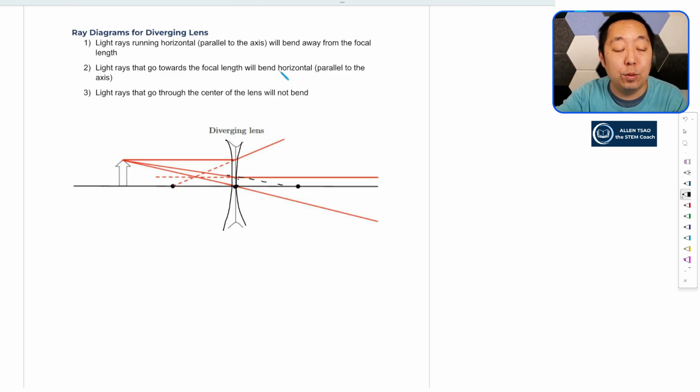Okay, so those are the three rules. Those are the three rays. That's the way I always think about it: parallel, then away from the focal point; towards the focal point, then parallel; and going through the center, no change. That's the main idea of the ray diagrams here.